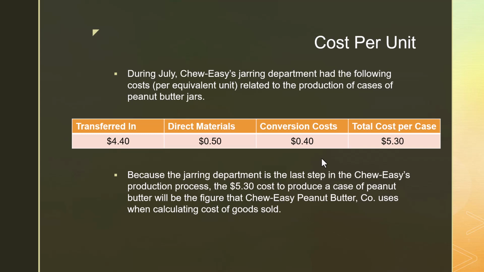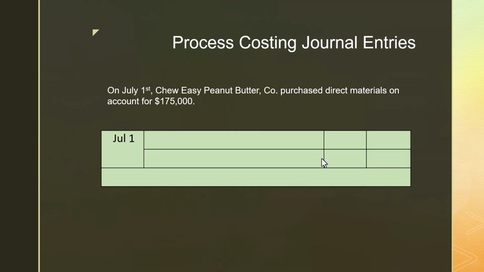So we're going to very much need that entry later on when we get to the COGS entry. The problem is we can't record COGS right now. Why not? Because none of the other stuff is on the books. We haven't recorded the purchase of materials, the usage of materials, the transfer of costs from one department to another. So we're eventually going to use that $5.30 per case when we get to COGS, but first things first, we got to get everything else on the books.